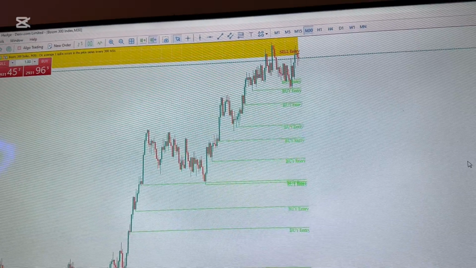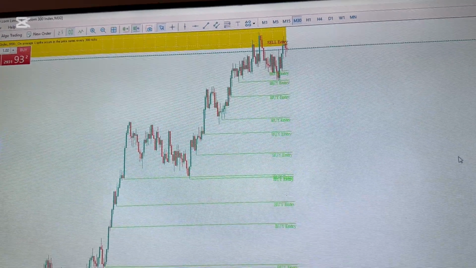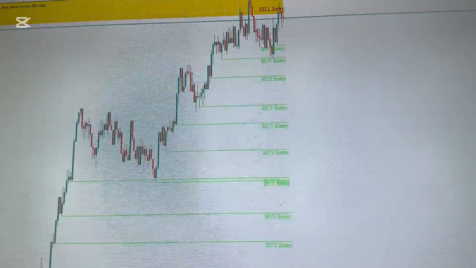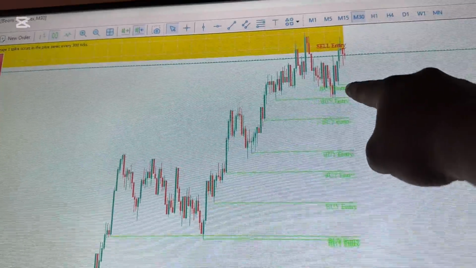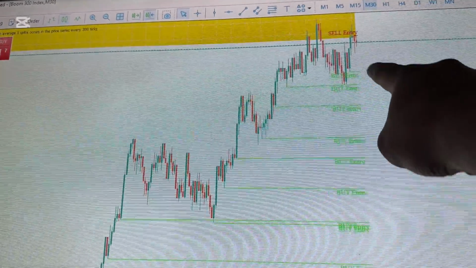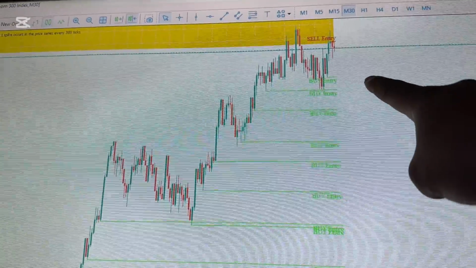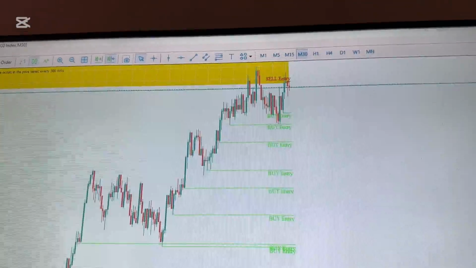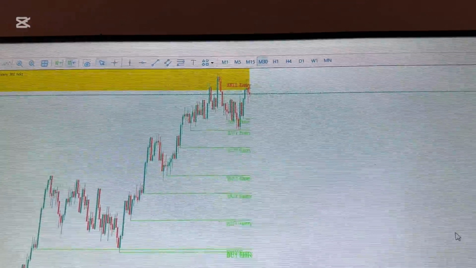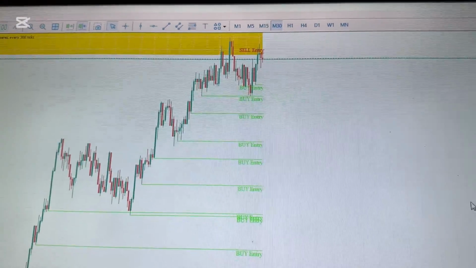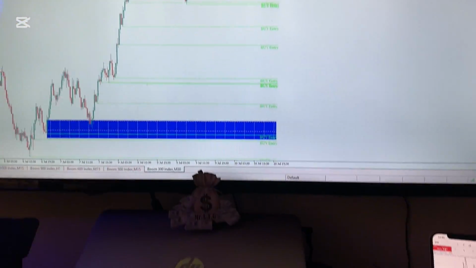Now all we have to do is to be waiting and see how this goes. Gonna update you guys. Obviously, our target is this previous buy entry. We know price is probably going to react to that zone, so that's always our first target. That's where we collect our partial profits and we lock in.